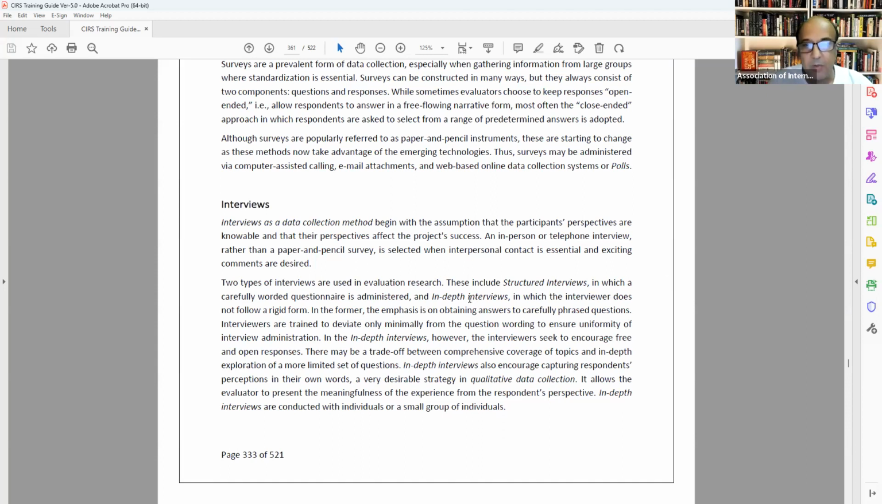But anyway, coming back to the in-depth interview, there is the structured interview, which is a given script of questions. Then there is the in-depth interview in which the interviewer does not follow a rigid form. In the former, the emphasis is on obtaining answers to carefully phrased questions. Interviewers are trained to deviate only minimally. In in-depth interviews, the interviewer seeks to encourage free and open responses. These may be a trade-off between comprehensive coverage of a topic and in-depth exploration of a more limited set of questions.